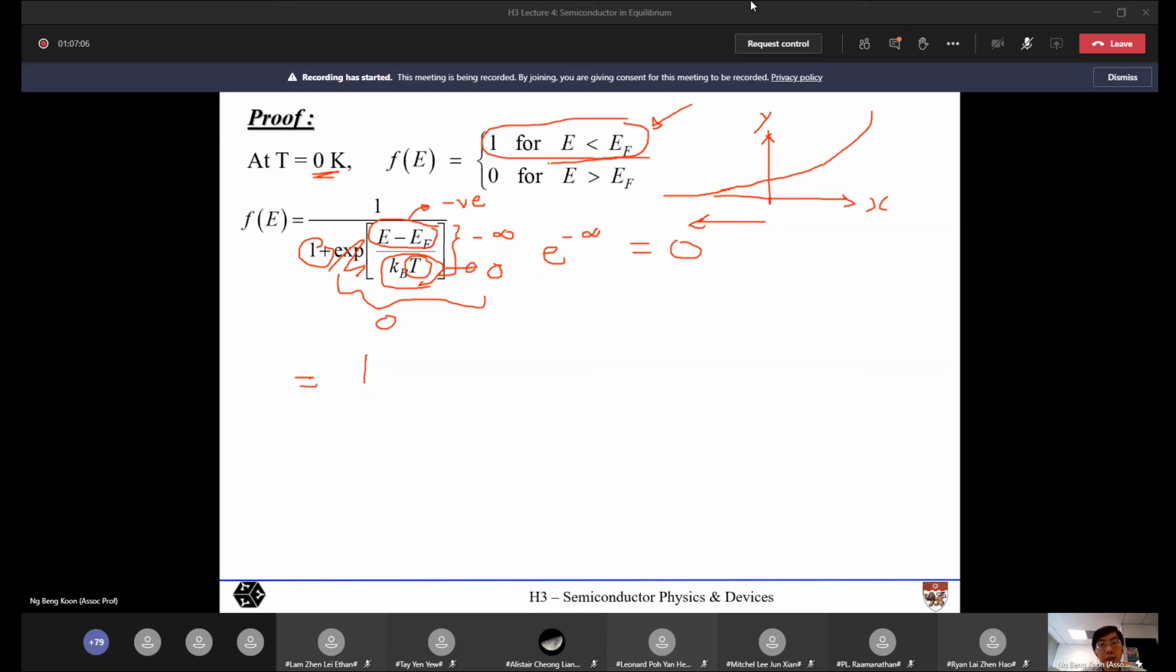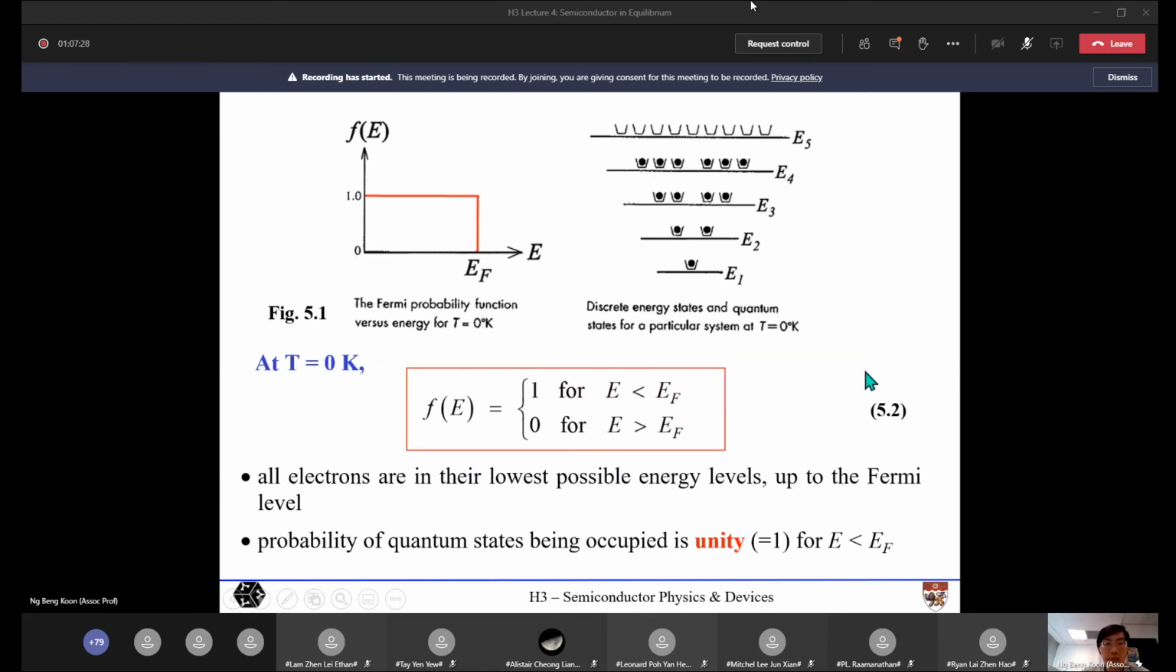I'm going to leave this second part to you. Go and work through this and see whether you can convince yourself that if you set E to be greater than EF at 0 Kelvin, you actually get 0 value for the Fermi Dirac distribution function. Go and figure it out yourself. If you have any questions, come to tutorial and ask, then we can go through it. So in this case, what you find is that the Fermi Dirac distribution function has a value of 1 at energy less than EF and 0 above EF.